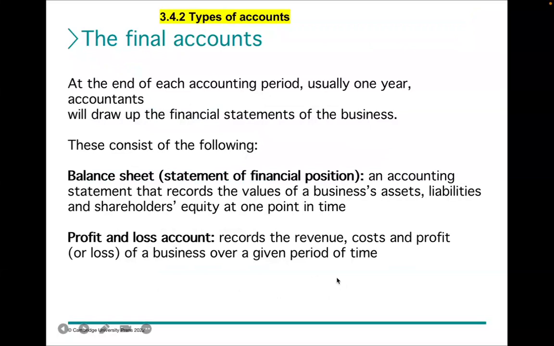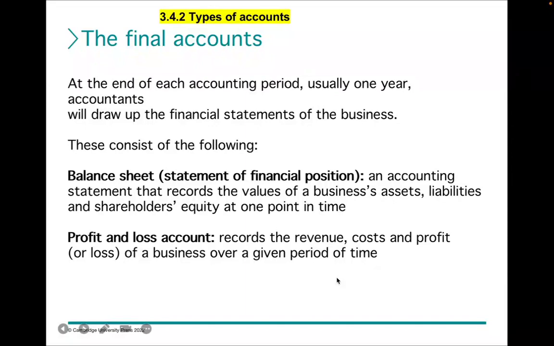The types of accounts, which we briefly mentioned, we're going to go into more detail, looking at an actual example of each. We have balance sheets, which is a statement of the financial position, an accounting statement that records the values of the business's assets, things that it owns, liabilities, people or organizations, banks, which it owes and needs to pay back, and shareholders' equity at one point in time. Normally, it's at the end of each year, but it could be a month. It could be monthly, put as a group of months with a yearly total, or it could be done as a year.